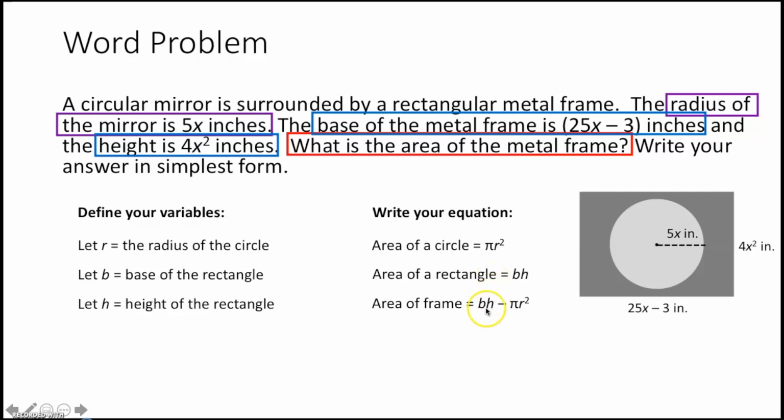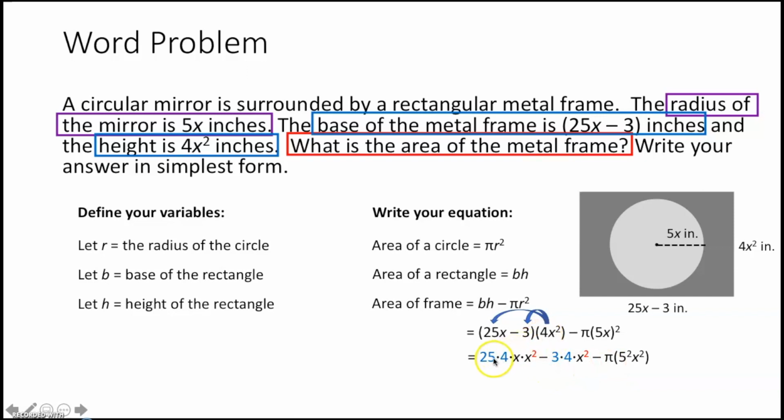Now all we have to do is just plug in what we know. We know that the base is 25x minus 3 inches, so that goes in for b. We know the height is 4x squared inches. That goes in for our h, and then we know our radius is 5x, so that goes in for r. Now we simplify. Over here, if I were to multiply these two things together, I have to distribute the 4x squared to the 25x and to the negative 3. Over here, the 5x, I have to square. And when I square 5x, I square the 5 and the x. So it looks something like this.